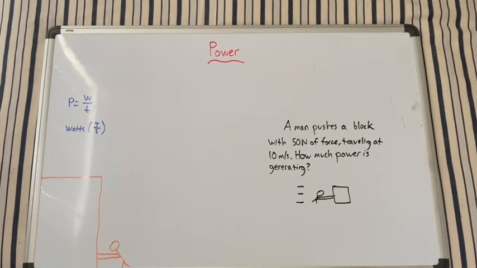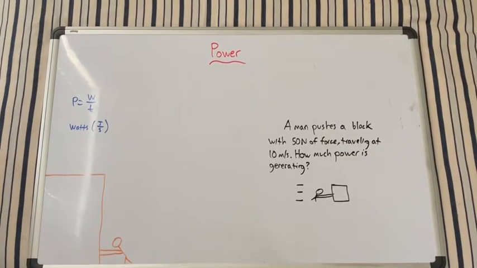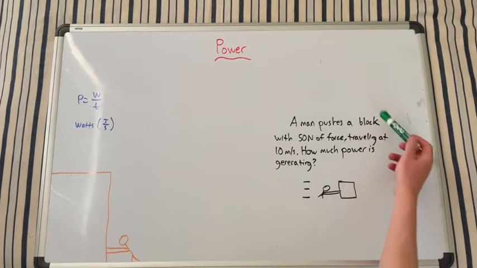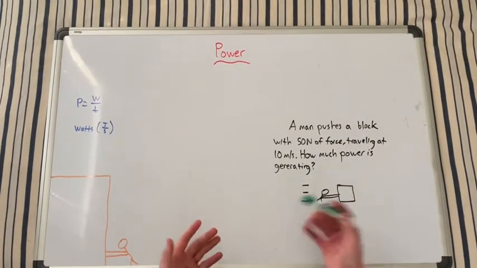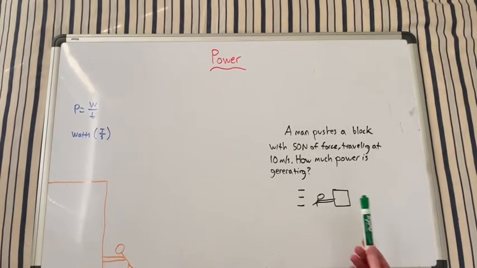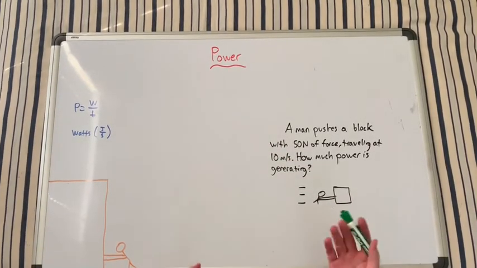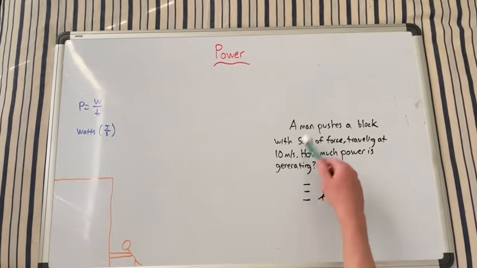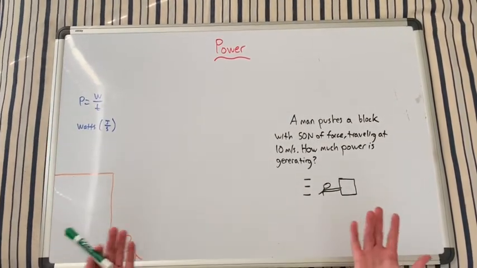a force. So now we're going to try a practice problem that's going to involve a very specific implication of power. So a man pushes a block with 50 newtons of force traveling at 10 meters per second. How much power is generating? So when you look at this initially, you think, okay, we have a time, 10 meters per second, kind of a time, it's a velocity, it includes time. And we have a force. Well, work over time, how does that fit in?